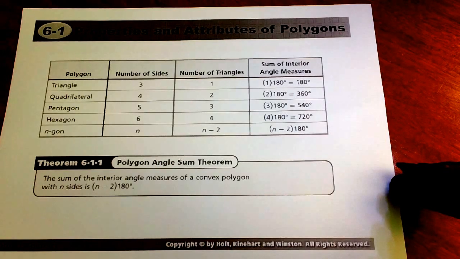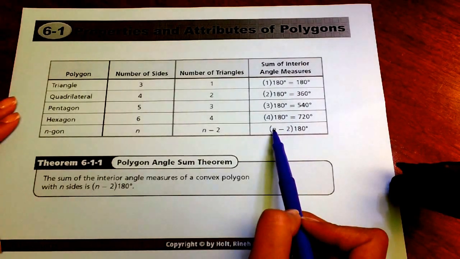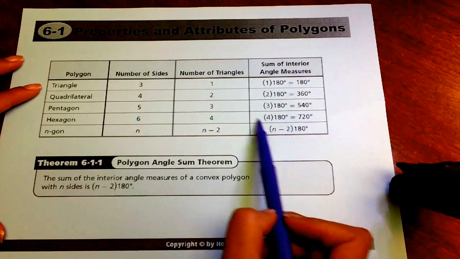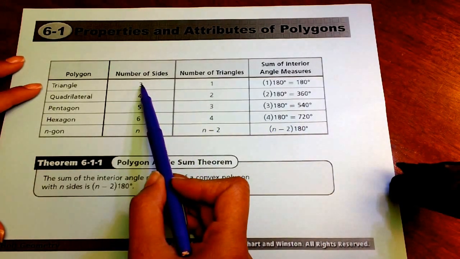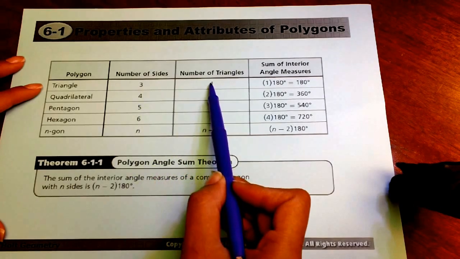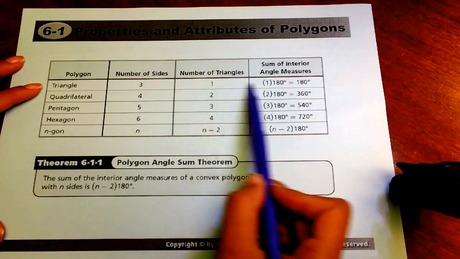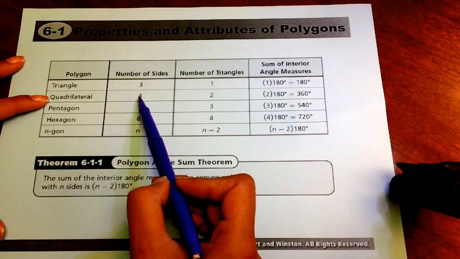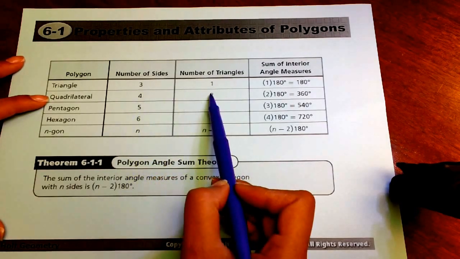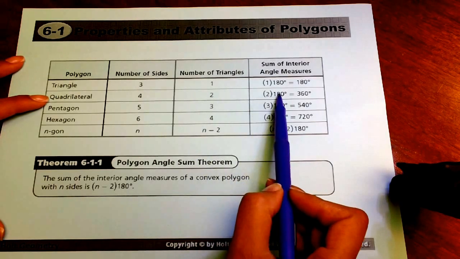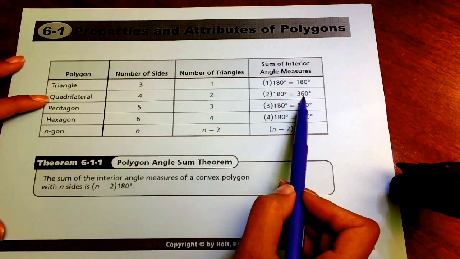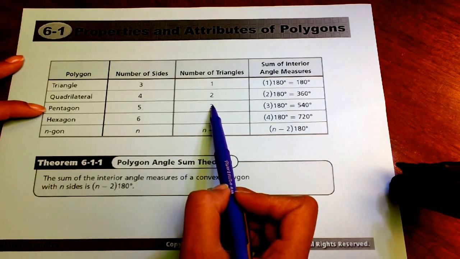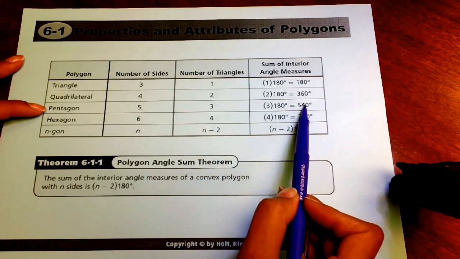And so this is the formula that we come up with using what we were doing on the last sheet. So if there are 3 sides, then there is 1 triangle. So I multiply 1 times 180. 4 sides, a quadrilateral, makes 2 triangles. So it's 2 times 180 gives us the 360. 5 sides creates 3 triangles. 3 times 180 makes the 540.